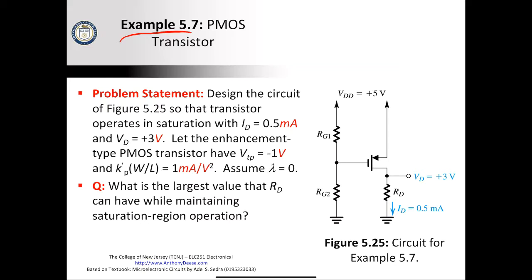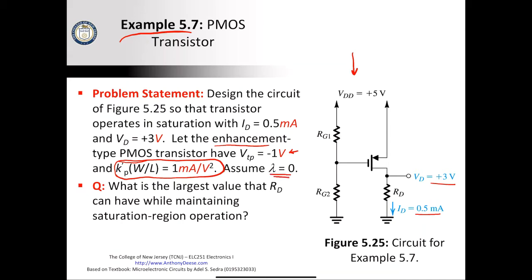We want to design the circuit shown here such that the transistor operates with a current of 0.5 milliamps and a value of VD of 3 volts. This is an enhancement type PMOS transistor. It has a threshold value that's given here, -1 volts. And then this is the device transconductance parameter. We assume that lambda equals 0.